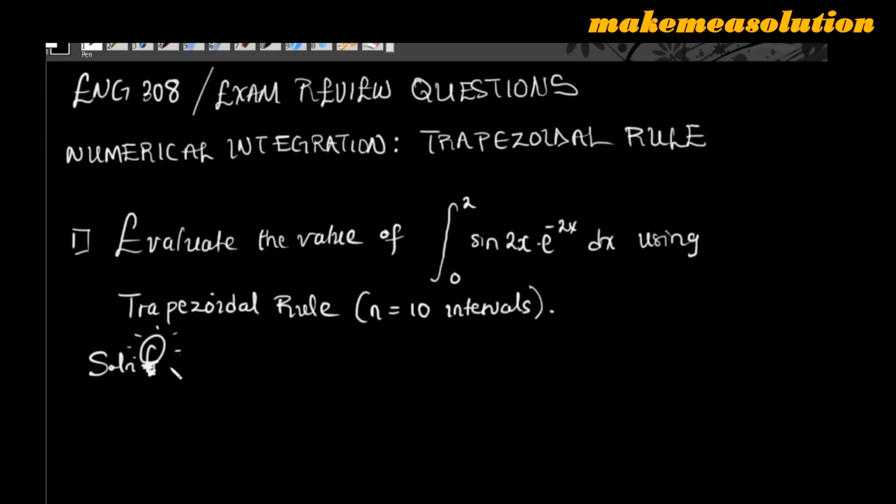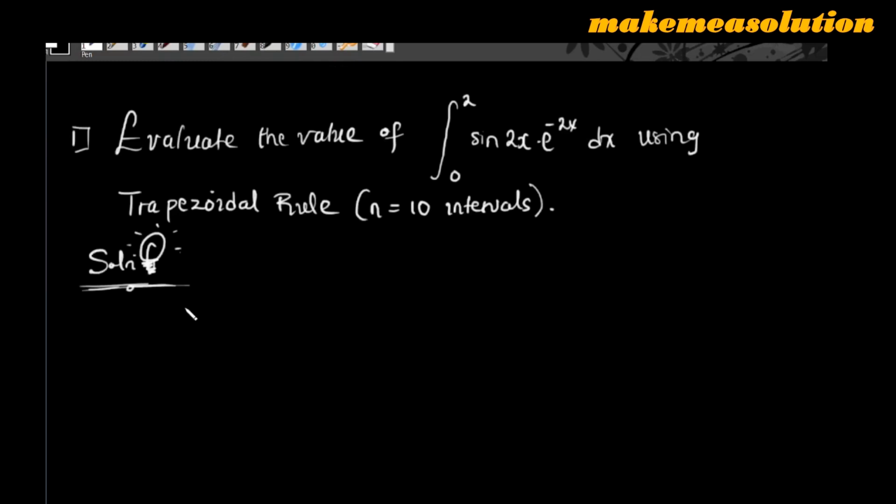So the first thing that we need to know is, from the question, they ask us to use 10 intervals. So we need to get the size of our interval. The size of our interval is gotten by subtracting the limits of the integral and dividing it by the number of intervals that you want to deal with. So let me just generalize.